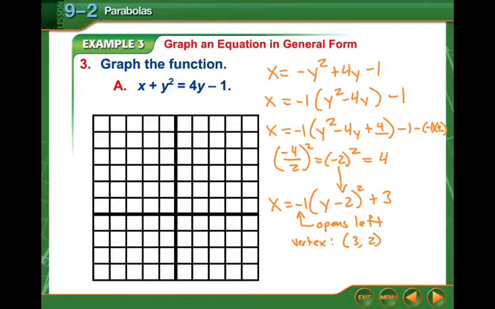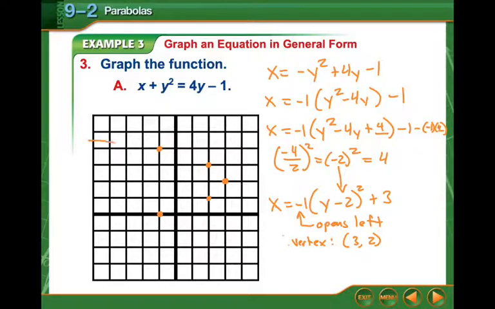So we're going to graph it. So at 3, 2, there we go. And it opens to the left, so we're going to go up 1 and to the left 1. And then from our vertex, up 2 to the left 4. And that's all we're going to be able to fit on this graph, unfortunately. Almost could do another one, but can't quite fit it.